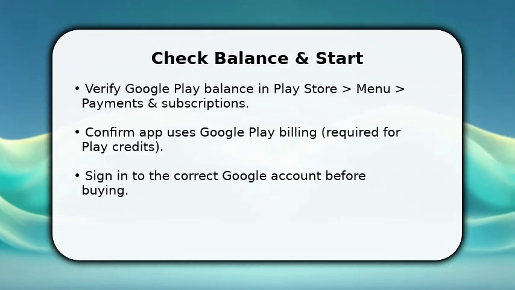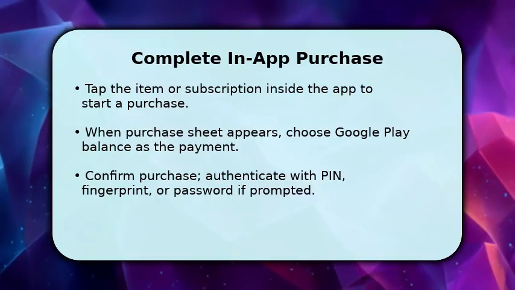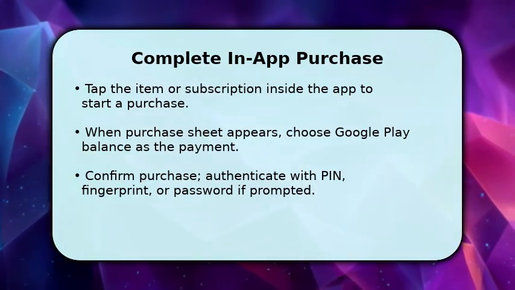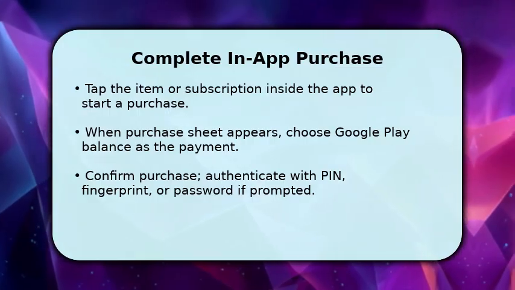You'll see the in-app purchase sheet once you select an item. Read the price and tap Buy. When the payment methods list appears, choose your Google Play balance so the system applies credits first. Play uses balances before other methods.